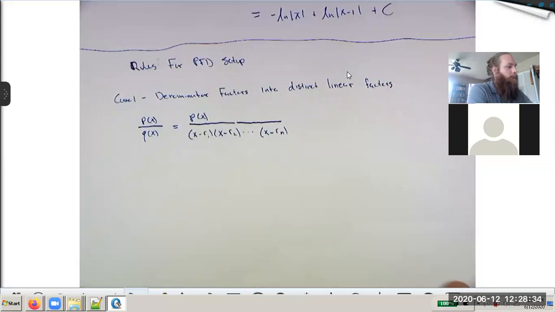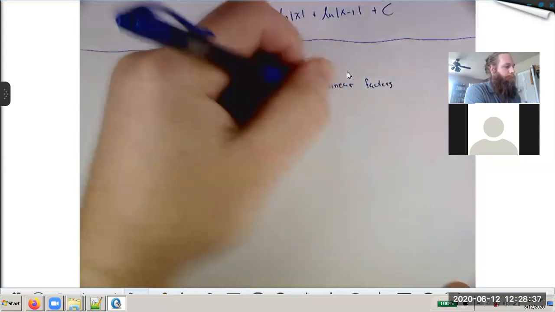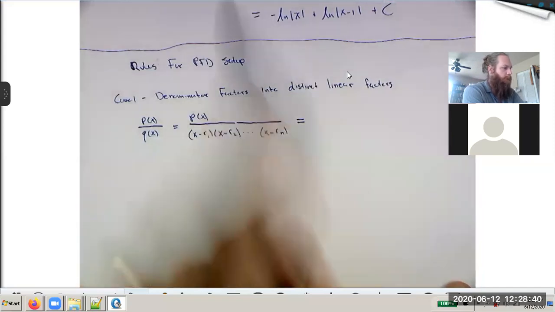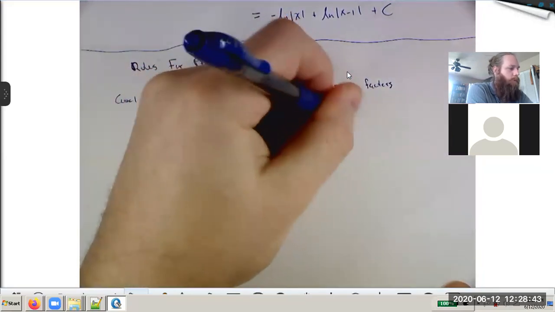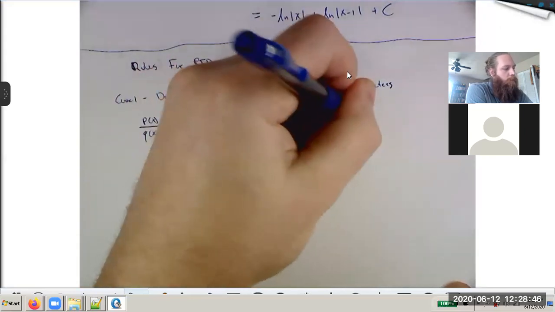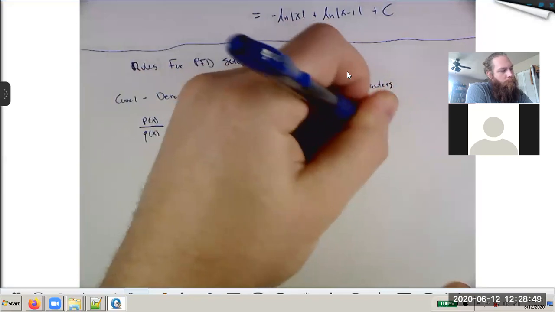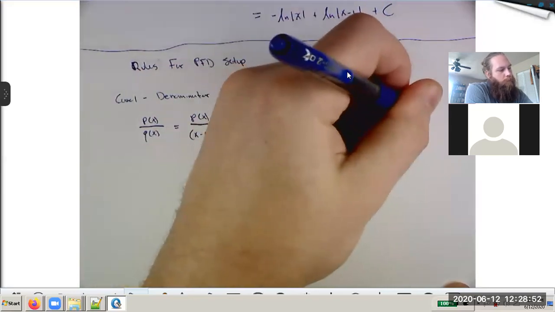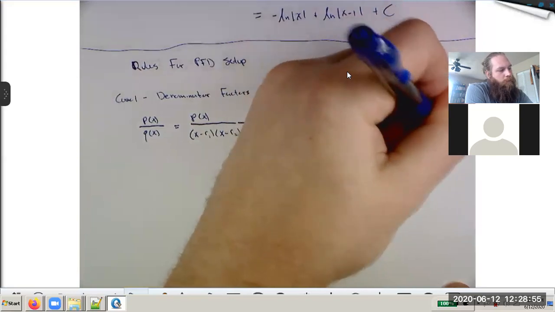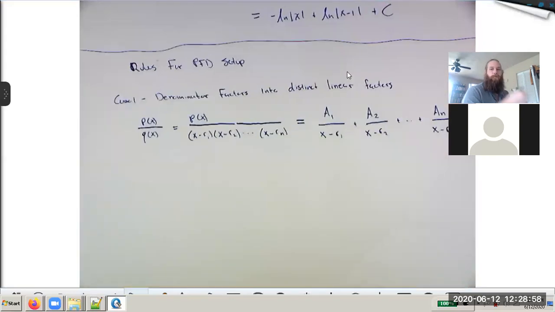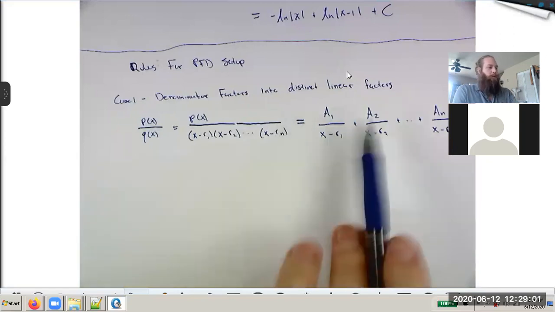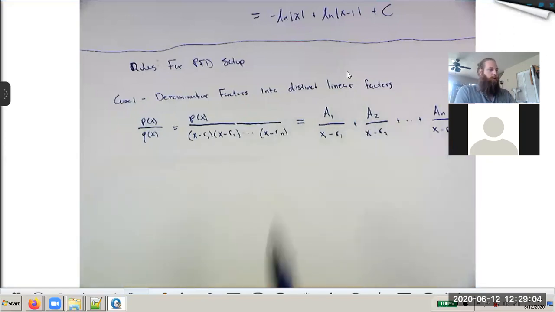If that's the case, then your PFD setup looks like this. I'm going to use an index here. So I'll say this is like A1 over x minus r1 plus A2 over x minus r2 plus all the way out to An over x minus rn. And usually we use letters A, B, C, and so on. But here, since I'm allowing there to be n different things and I don't have control over the size of n, I'll just use the subscripts. This is the nice case. This is ideal.